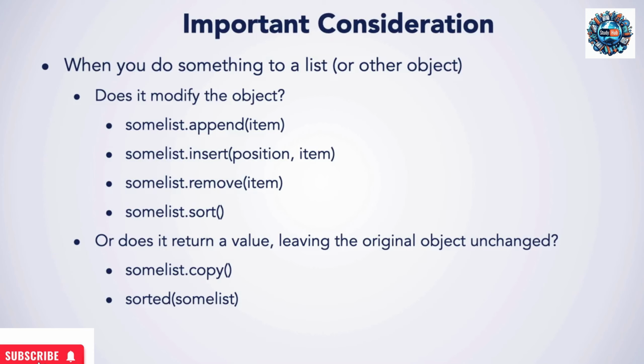Other methods leave the original unchanged but return a value. For example, the copy method makes a copy of the list. The sorted function takes a list and returns a sorted version of that list. However, it leaves the original unchanged. Now that you know about references, we are ready to learn a lot more about lists.